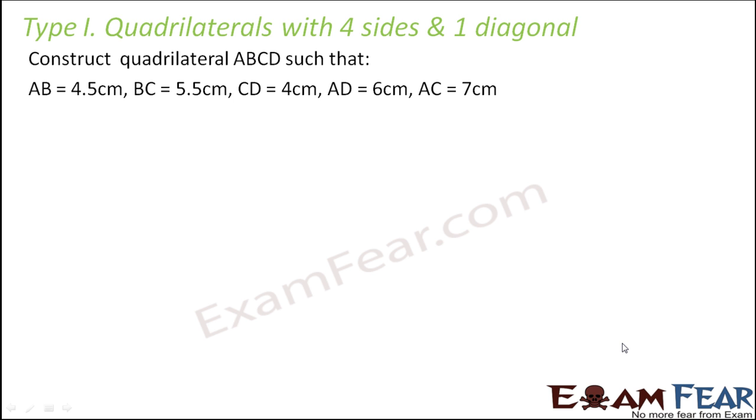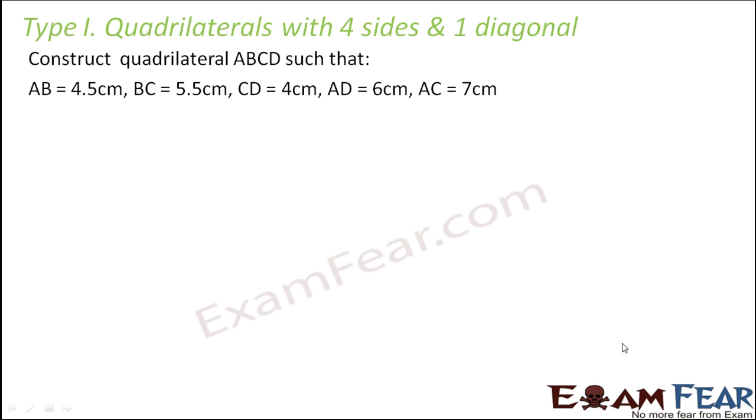So let us say we have to construct a quadrilateral ABCD such that AB is equal to 4.5 centimeters, BC is equal to 5.5 centimeters, CD is equal to 4 centimeters, AD is equal to 6 centimeters and AC is equal to 7 centimeters.